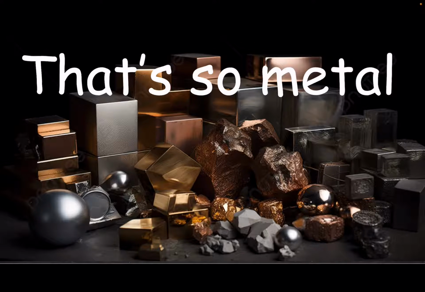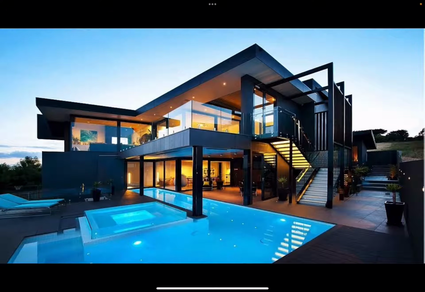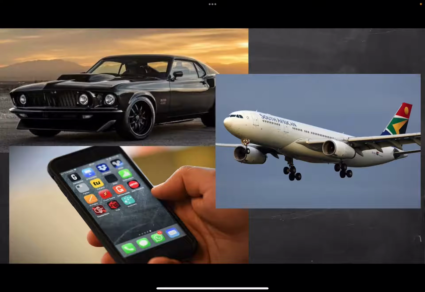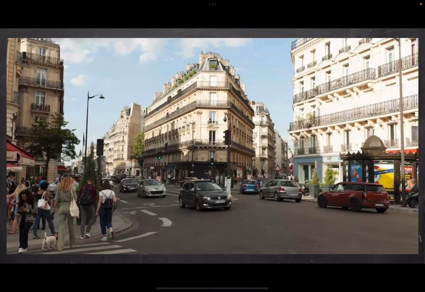Alright, let's get started. So we use metals to build and shape the cities that we live in. We use metals to even build and construct our houses and our homes. We use metals to make our cars, our airplanes, and even our phones. We have metals everywhere in our appliances, in our homes. Heck, metals shape most of our daily lives and shape the world we live in.